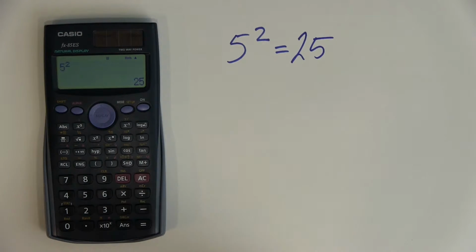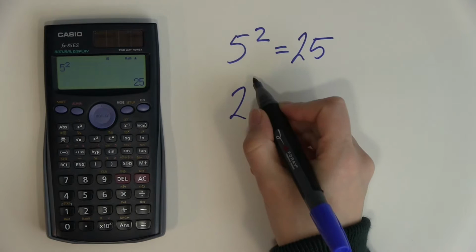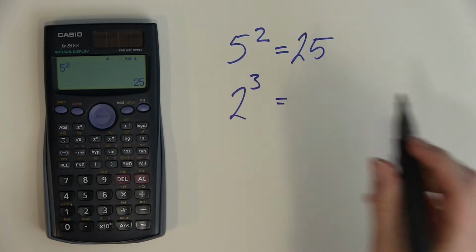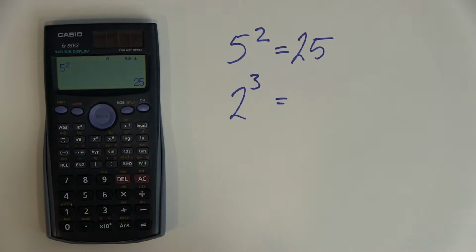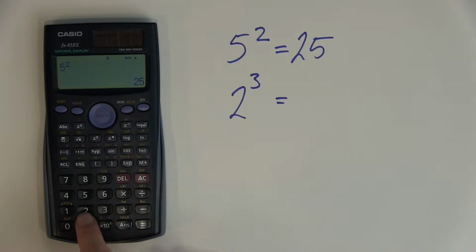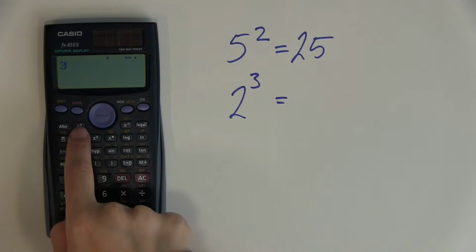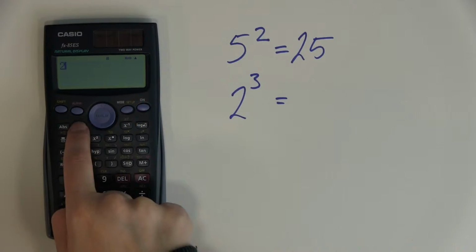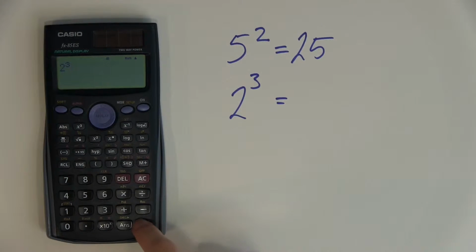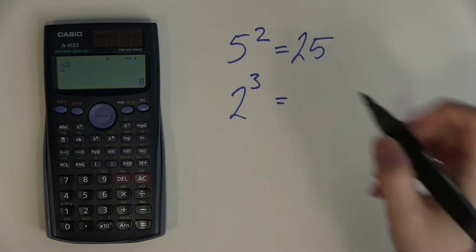How about if I wanted to find something like 2 to the power of 3? Again, this is quite commonly used, so there is a separate button built in for it. So I can type in 2, and the cube button is in here. So 2 to the 3, as we expect, is 8.